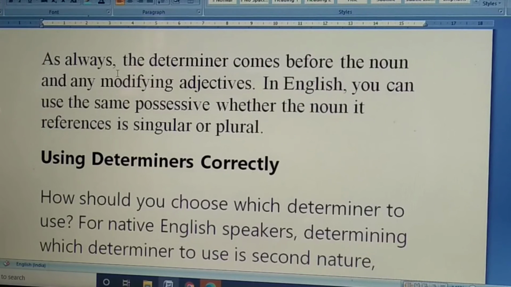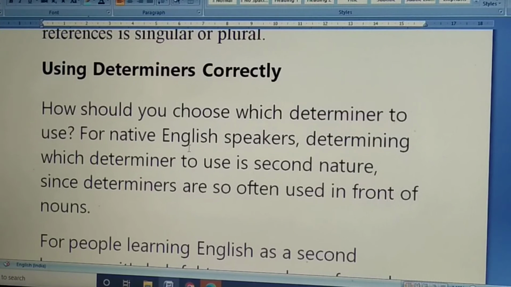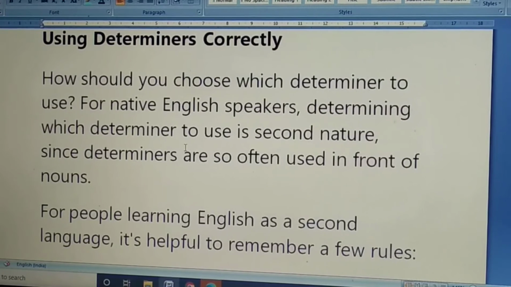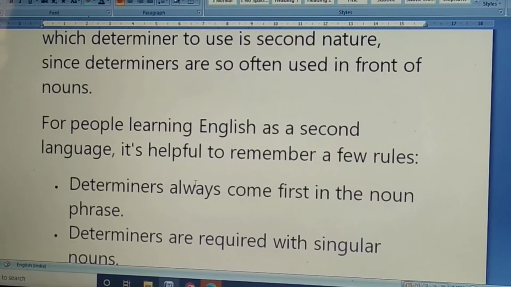As always, the determiner comes before the noun and any modifying adjectives. In English, you can use the same possessive whether the noun it refers to is singular or plural. Now, using determiners correctly. How should you choose which determiner to use? For native English speakers, determining which determiner to use is second nature, since determiners are so often used in front of nouns. For people learning English as a second language, it's helpful to remember a few rules.